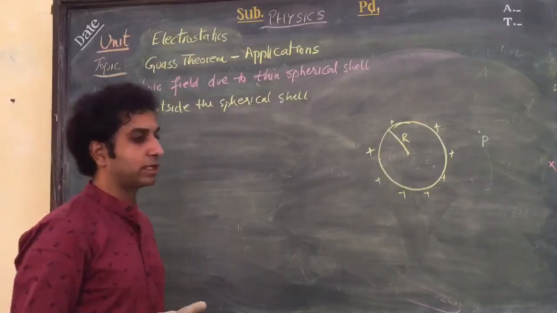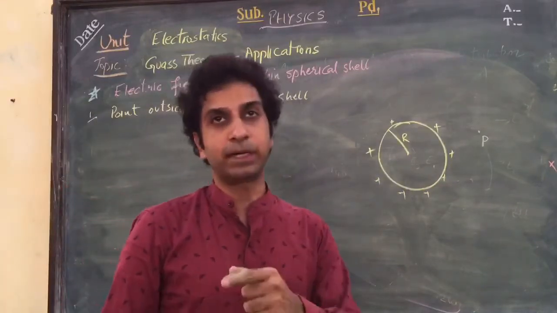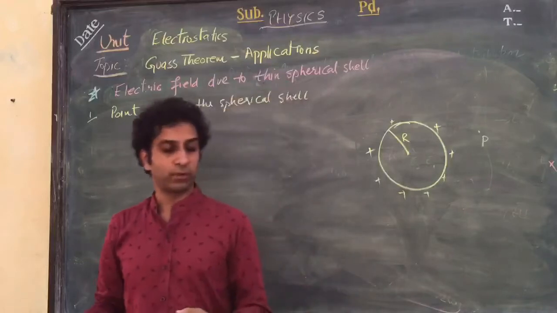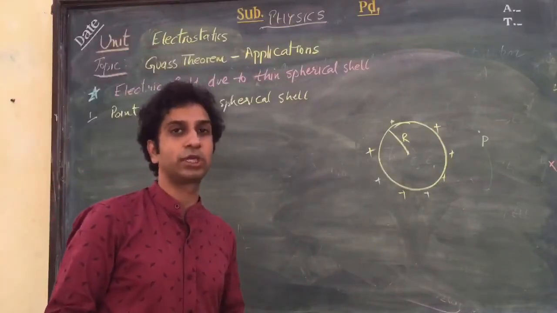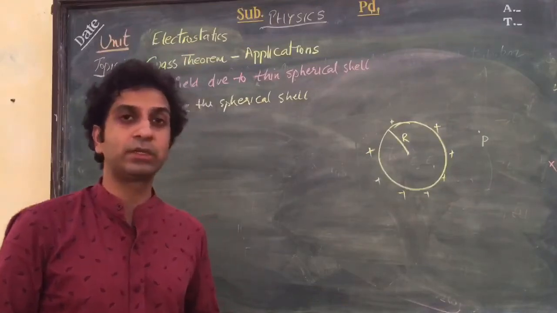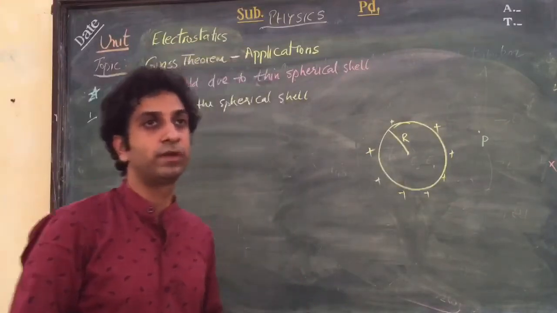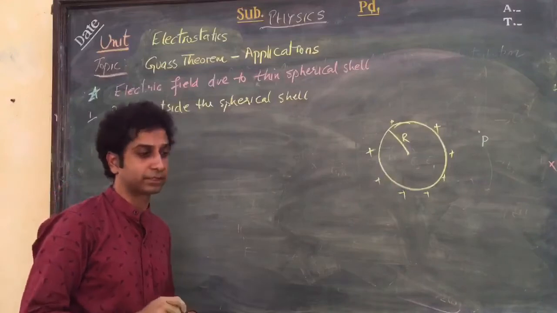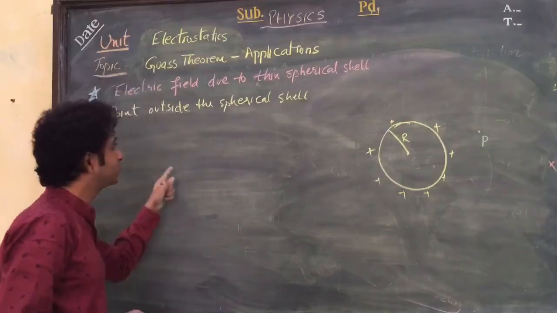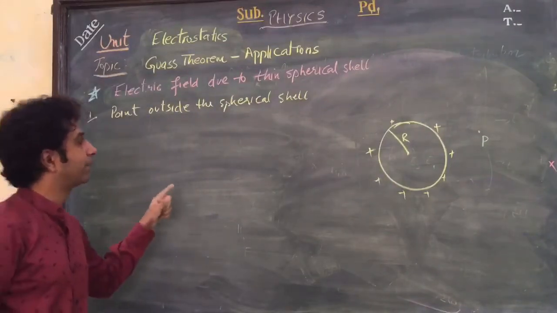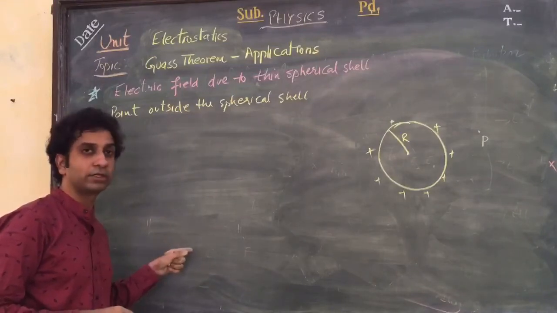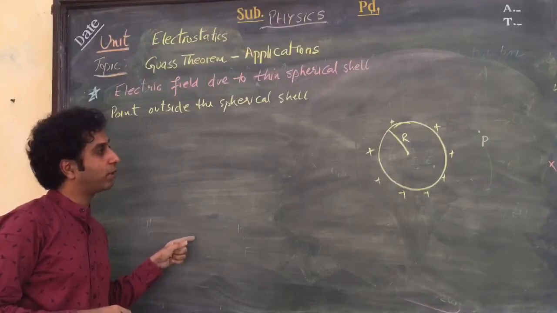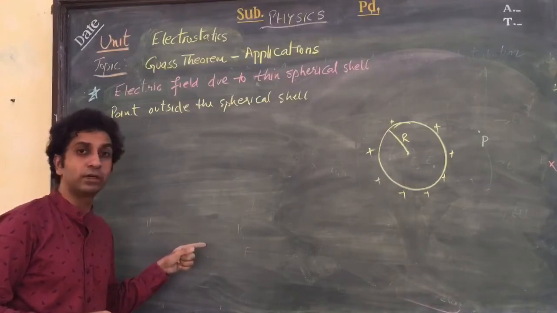We will discuss this problem in three parts: whether the observation point is outside the shell, whether the observation point lies on the shell, or whether the observation point lies inside the shell. So we will split the problem in three parts. First I will discuss how to calculate the electric field intensity by using a Gaussian surface, using Gauss theorem, if the point of observation lies outside the shell.